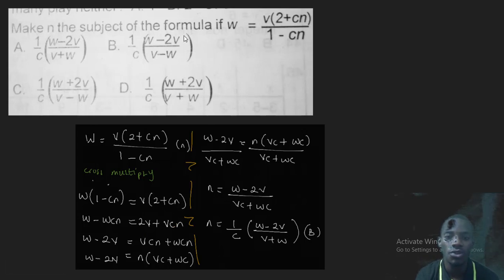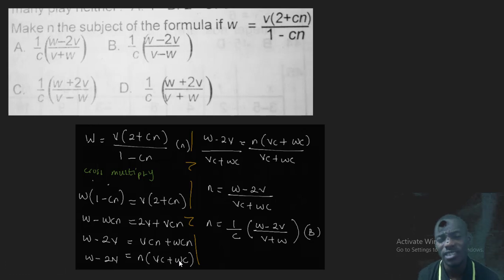Now I'm looking for W, right, to make N the subject. So all the ones that have N, they will come side by side. So I have W, this one is 2V, it doesn't have an N, it will come here, minus 2V equals VCN plus WCN. Now what's common? What's common is the subject I'm looking for, so that's what I'll focus on. N is common, so it will become N bracket VC plus WC.